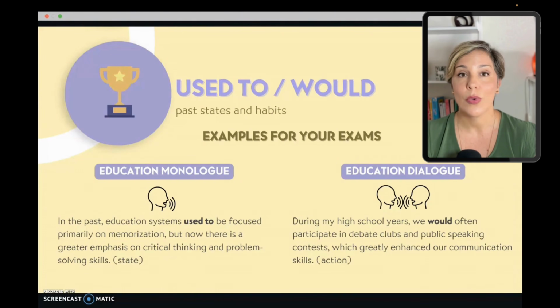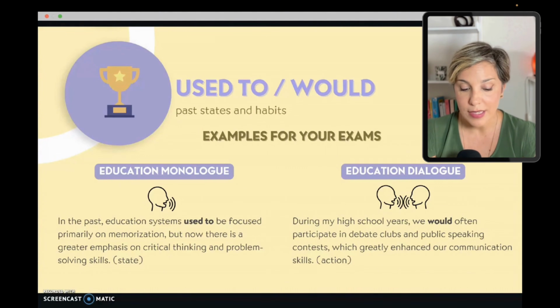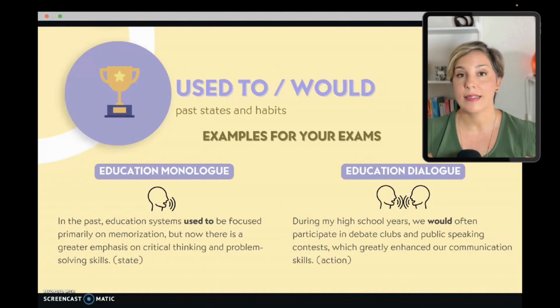Okay, so the first example, it's an education monologue. So you could say something like, well, in the past, education systems used to be focused primarily on memorization, but now there is a greater emphasis on critical thinking and problem-solving skills. Now, because to be focused is a state verb, then it's okay to use used to.